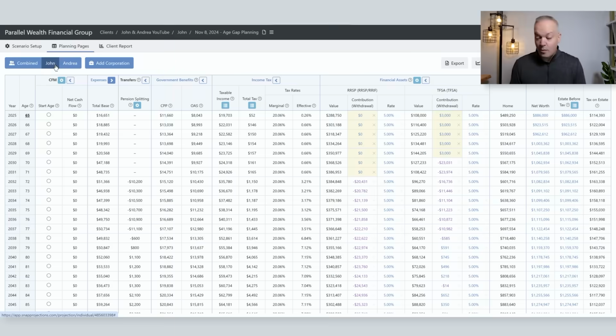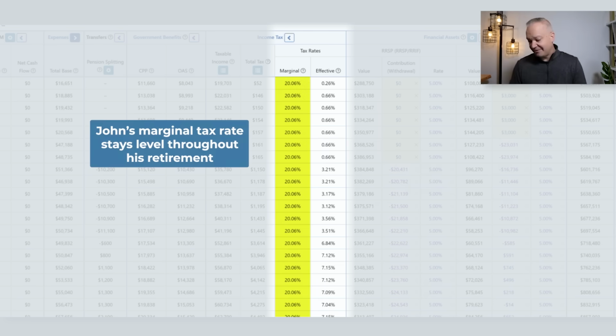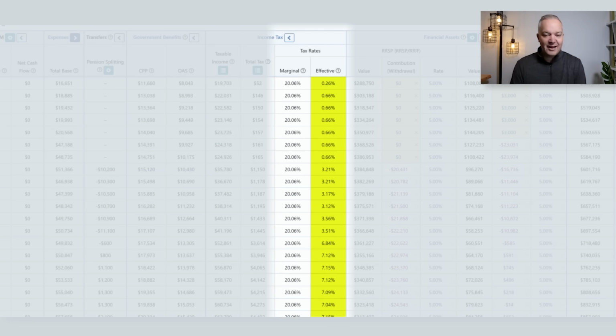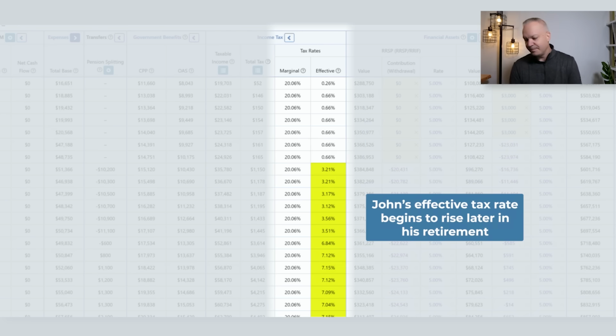So in this scenario, when we look at John, you can see his marginal tax rate is 20%, and that stays pretty level right through retirement, which most people will look at and say, well, my marginal tax rate doesn't jump anywhere, so this is a great tax plan. But when we look at his effective tax rate or average tax rate, you can see that it's essentially 0% until Andrea decides to retire, and then it jumps up to 3% and 7%. So again, you have this kind of laddered tax income.